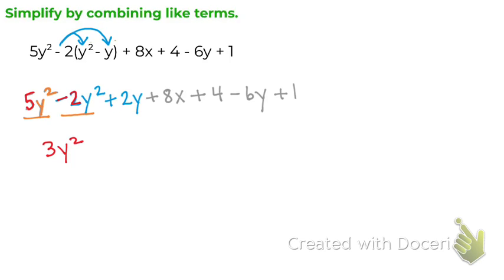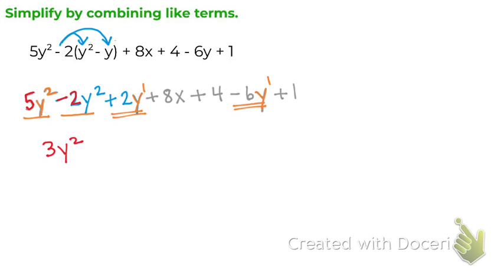So the next one is a positive 2y. Are there any others that have the variable y with the exponent of 1? Remember, if there's no exponent, we assume that it's 1. And yes, there's one other. It's right here. This has the variable y with the exponent 1.